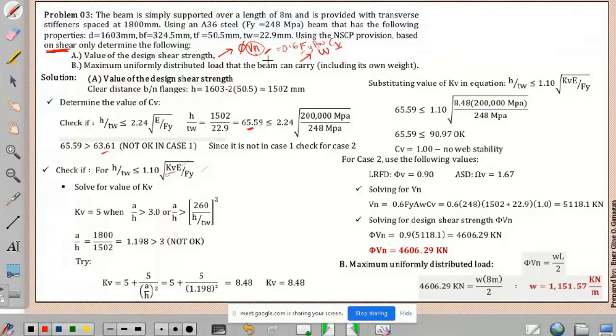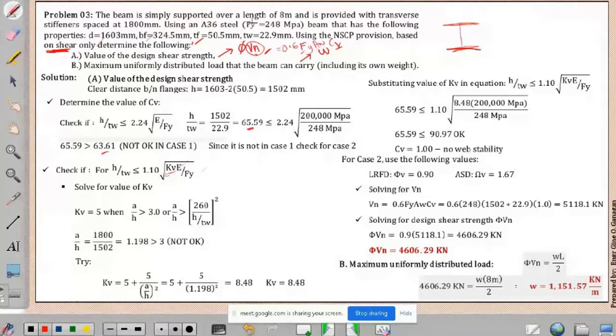So, this is for the stiffened web. Given the D, BF, and TF, basically what is mentioned here is an I shape or a wide flange I section. Because we have D, BF, TF, and TW.